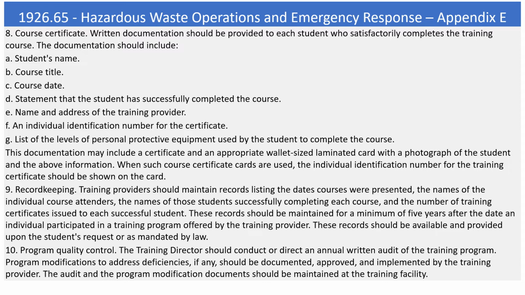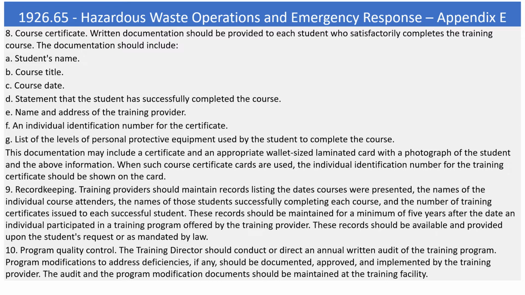This documentation may include a certificate and an appropriate wallet-sized laminated card with a photograph of the student and the above information. When such course certificate cards are used, the individual identification number for the training certificate should be shown on the card. 9. Record keeping.